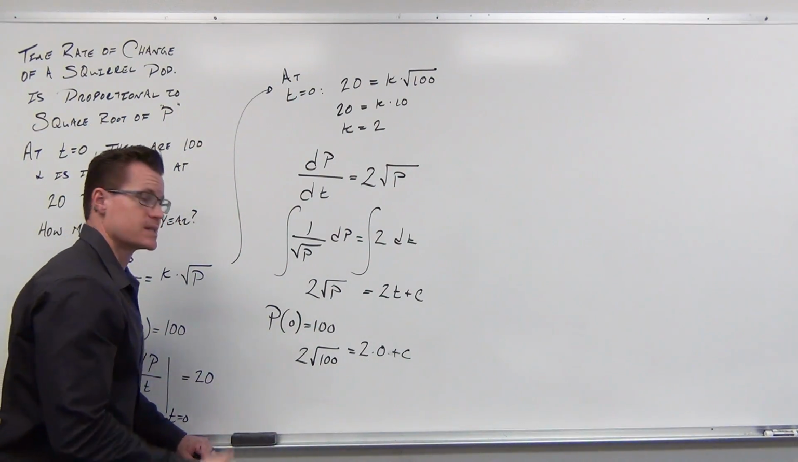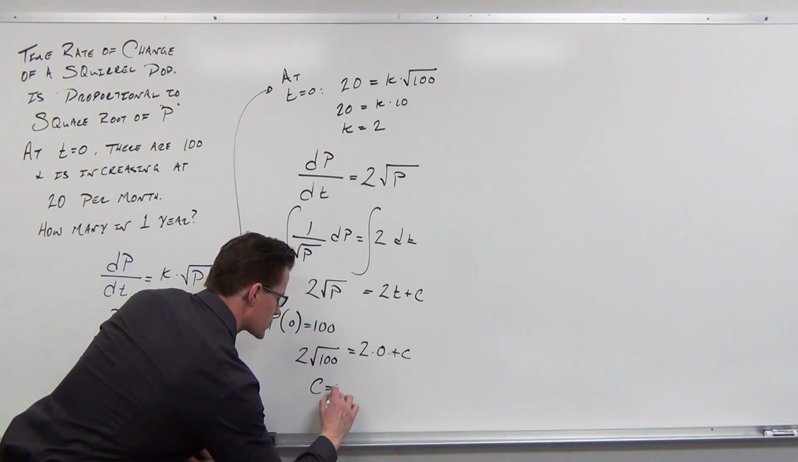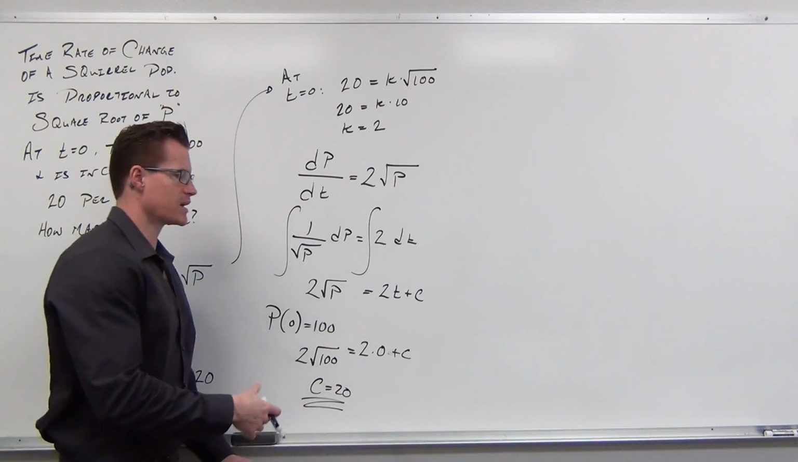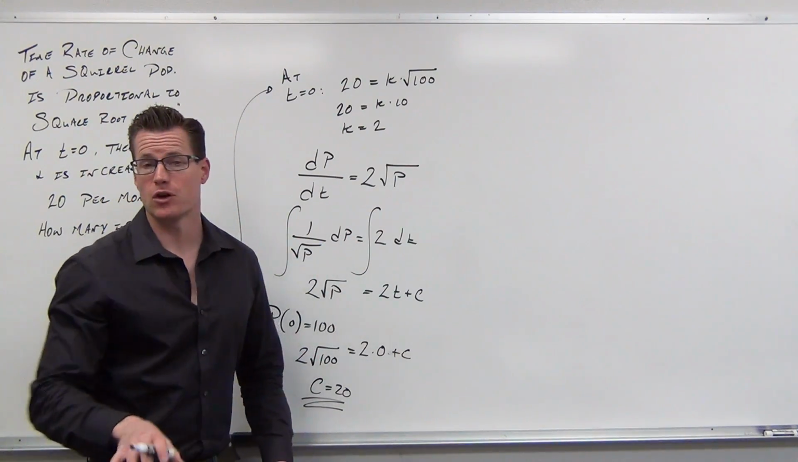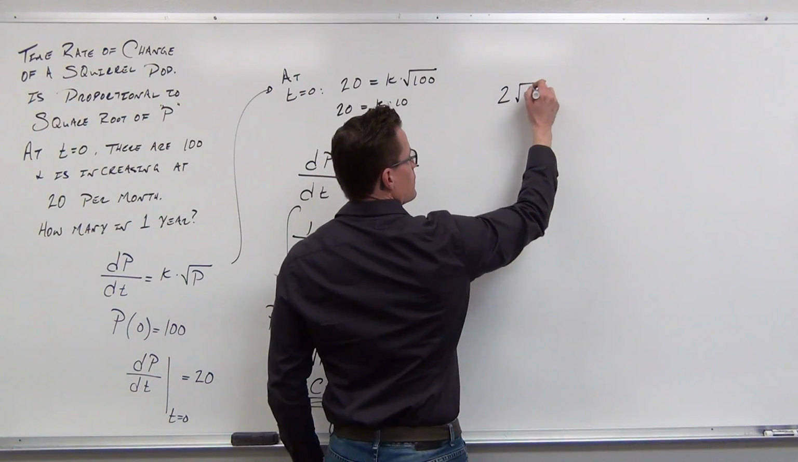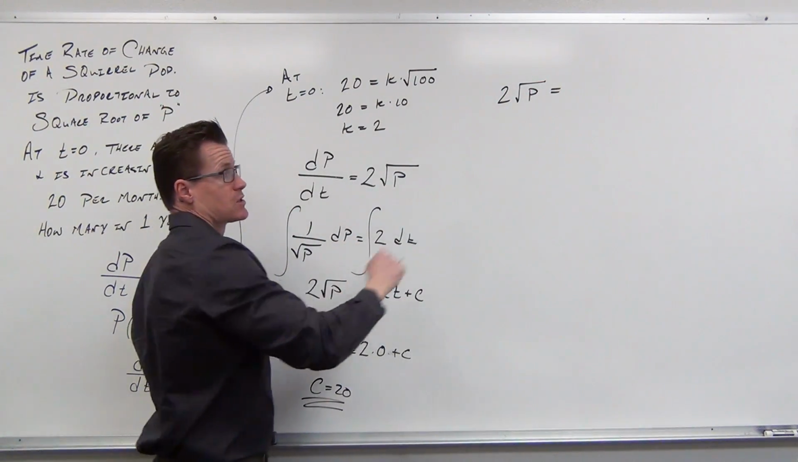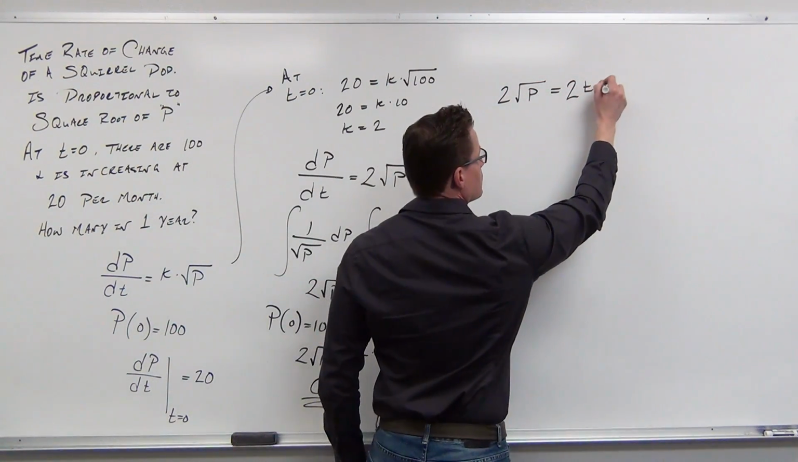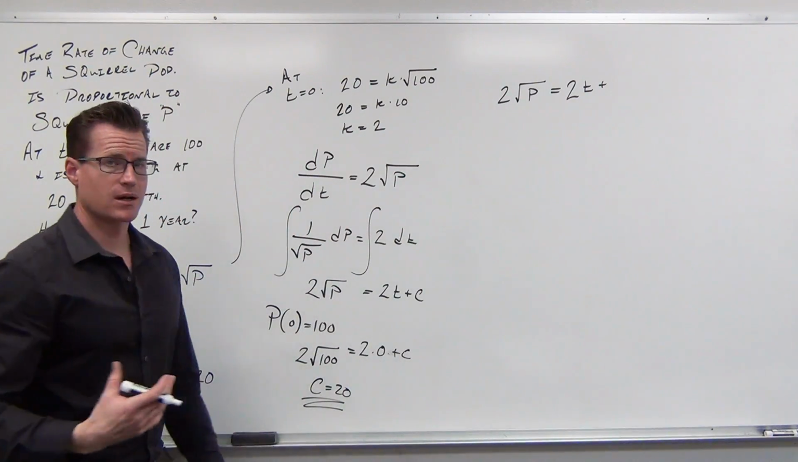And we're going to get, let's see, 2 times 10 is 20. C equals 20. This is going to give us something a lot nicer, because when we solve for p, we'll be done. We won't have to go back and solve for that c again. So let's rewrite this. 2 square root p equals, now we know that's 2t plus that arbitrary constant is no longer arbitrary.